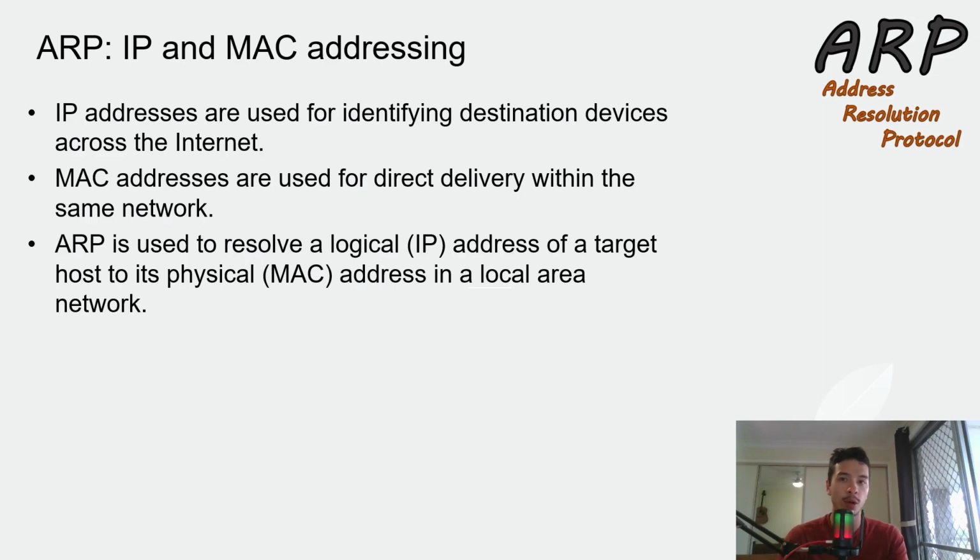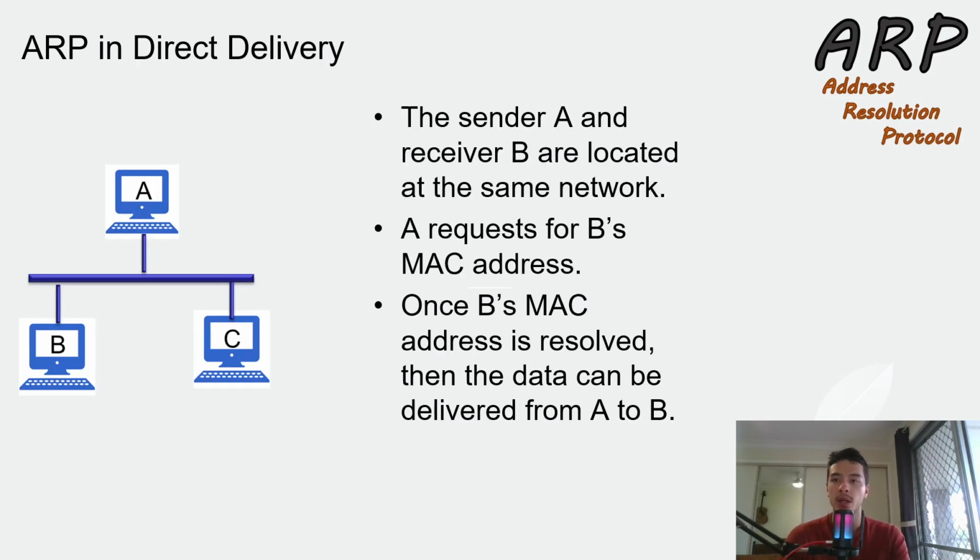If you want to go over that, we can look at it in another video. It's in the ones before. I think it's possibly in a networking video or routing, one of them, but it's in there. So ARP is used to resolve a logical IP address of a target host to its physical MAC address in a local area network. So we've got this example, which is ARP and direct delivery.